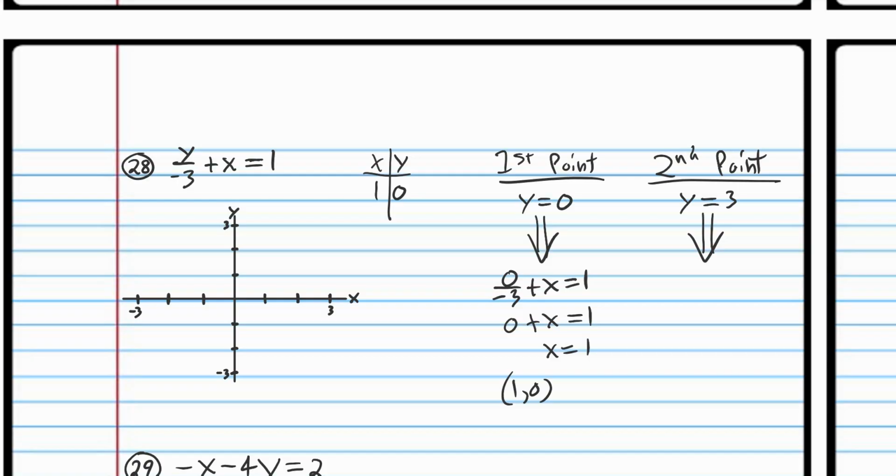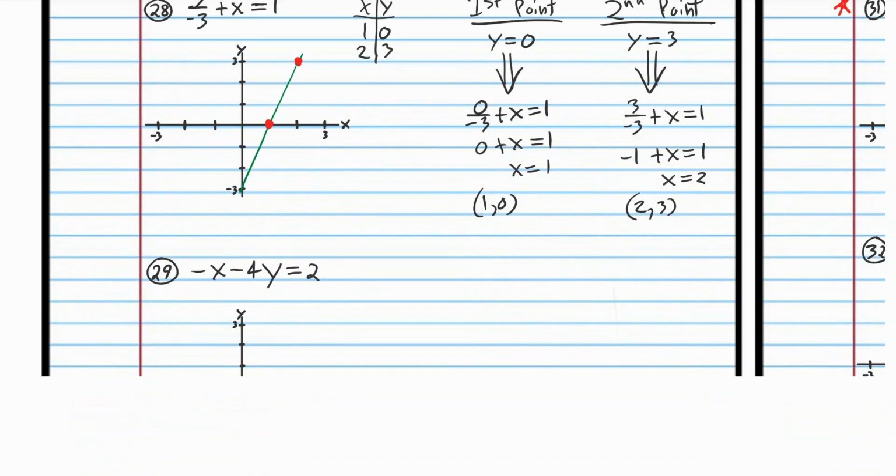So I'm going to plug in 3 for y. Add 1 to both sides, and you get x is equal to 2. So the point is 2, 3. So we got 1, 0, and 2, 3. Connect the dots. So we got that graph. Good job.